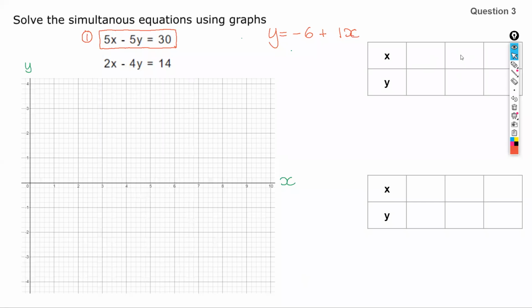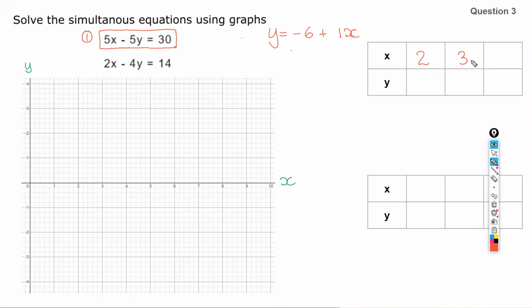We need to choose our x values. Our x-axis starts at 0 and ends where? At 10. So let's just choose some values here. Let's choose 2, 3, and 5 and see if those values will work. 2, 3, and 5. Those seem like good values, right? Look, 2 here, 3 here, and 5 here. So I know those values can fit on the x-axis.